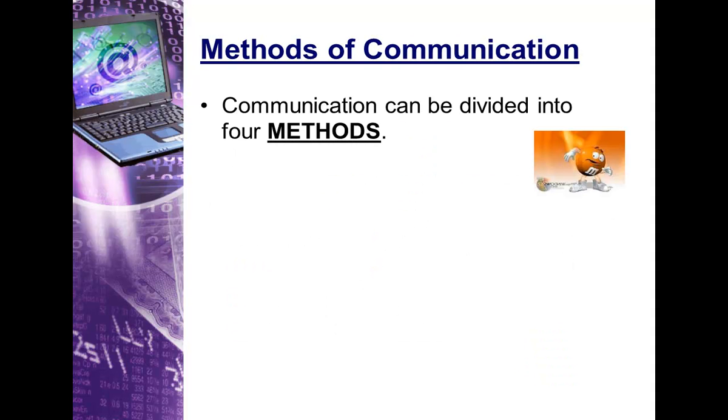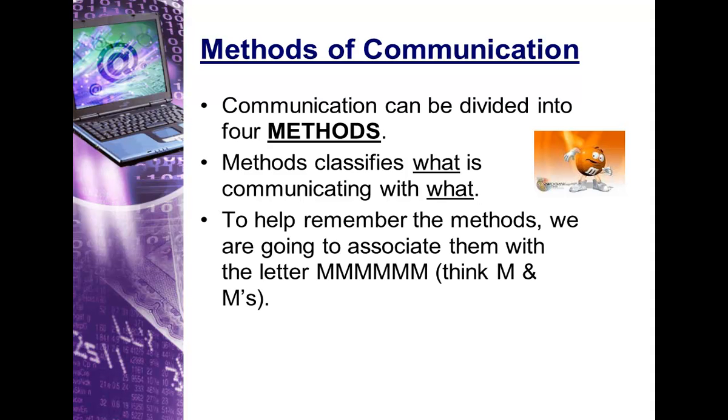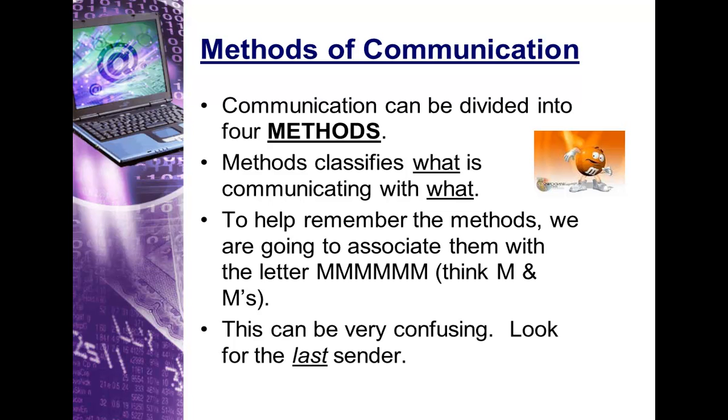Now, when we're looking at the methods of communication, we can divide them into 4 methods, and this will be on the test. Methods classifies what is communicating with what. So what is the sender and what is the receiver? To help remember the methods, we're going to associate them with the letter M and M, and refer to the concept of M&Ms as in the picture up on the right. We don't mean to be sexist or to cut anybody out, but in order to keep it simple, we're going to refer to everything as the M&Ms.